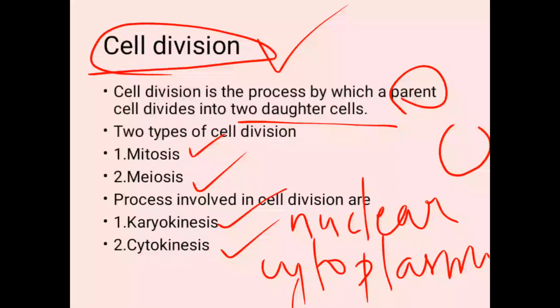So this is the parent cell. Inside the cell, the nucleus is present. First the nucleus will be elongated. After a proper stage, this nucleus will be divided into two. So one cell, two nuclei. Next, a constriction will form in the cytoplasm. That is called cytokinesis, cytoplasmic division. At last, we will get two daughter cells separately.